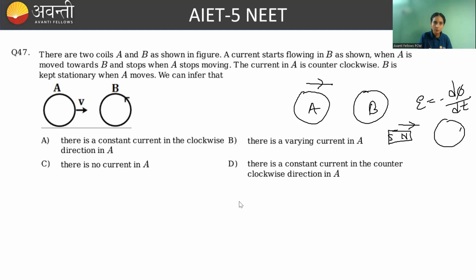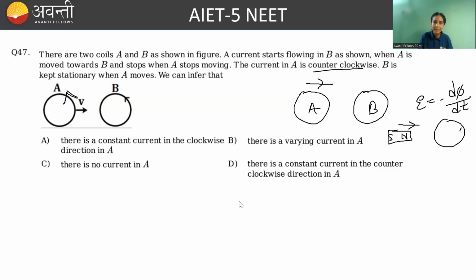Done. So here also, if A is moved towards B, current starts flowing in B. It means A has current flowing in it. And a current carrying coil behaves as a magnet, right? So here it's moving towards B, then current is flowing. If A stops moving, as given in the question, no current flows in B. It means A has current flowing in it, and it's also given in the question that current is flowing in the counterclockwise direction, in this direction. So we don't need to worry about direction, it's given already.